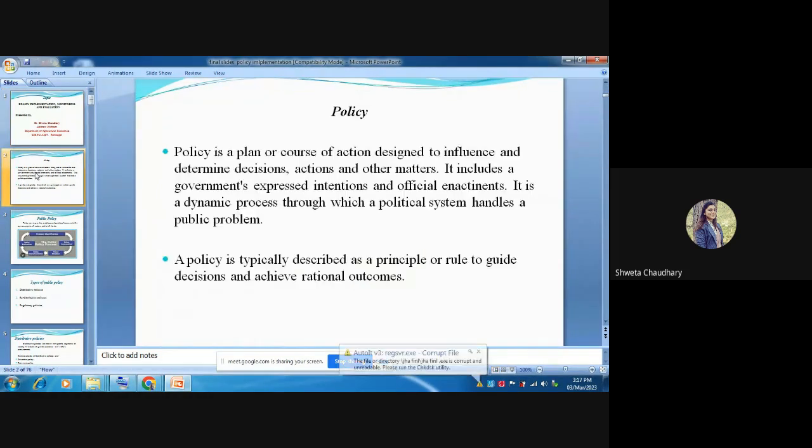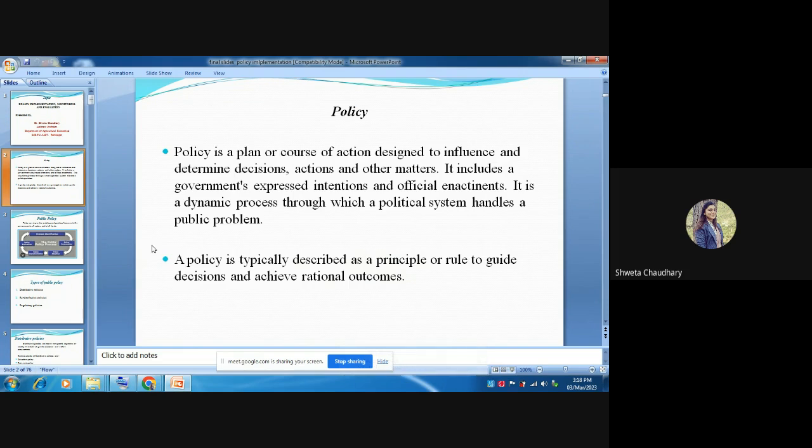Today I am going to present in front of you regarding policy. So, what is policy? The definition of policy is simply a plan or course of action that is designed to influence and determine decisions and actions. Means whatever actions the government has taken, what are the outcomes of those actions, whether those actions will be a rational outcome. A policy is typically described as a principle or rule to guide decisions and achieve rational outcomes.